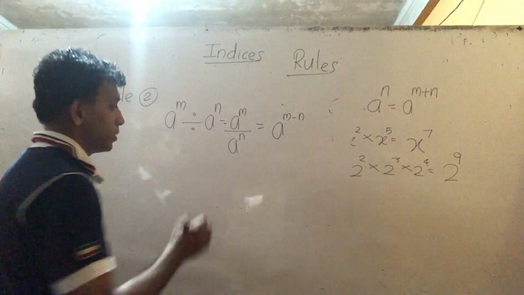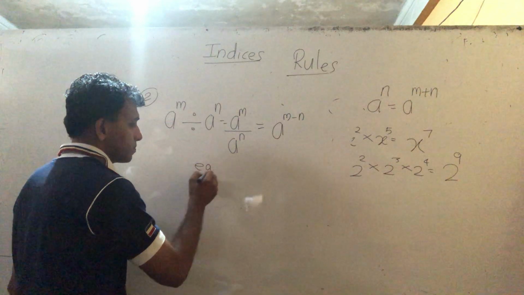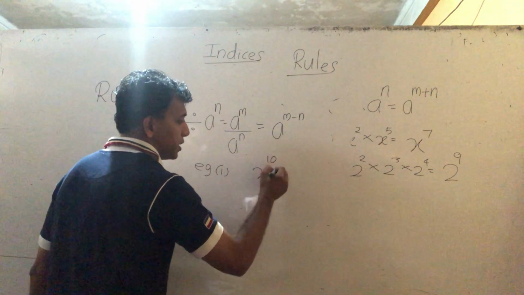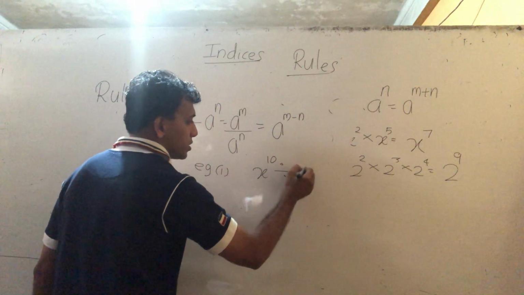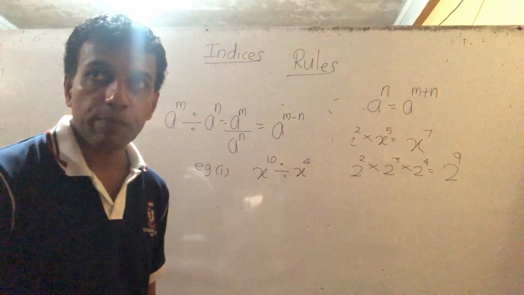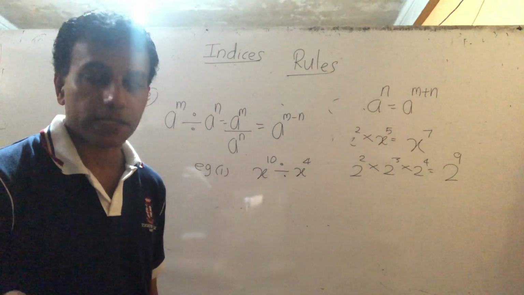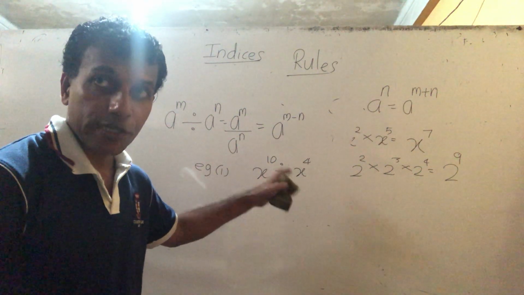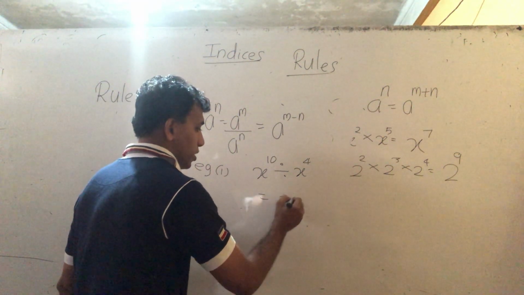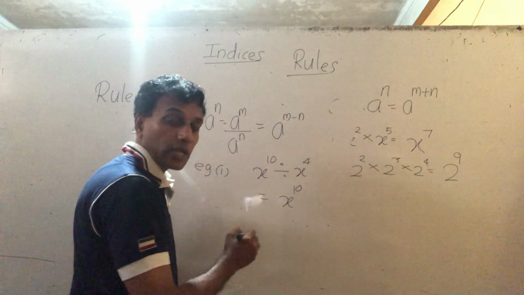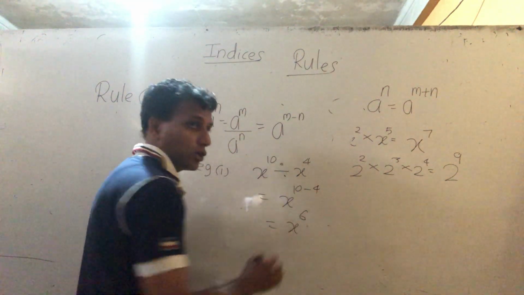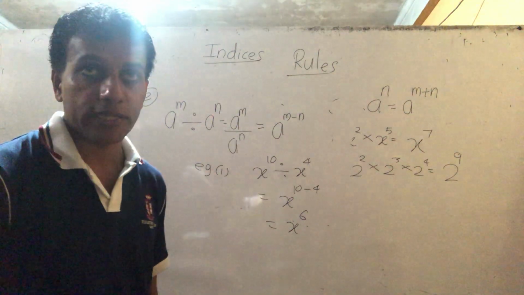Rule number 2 of indices, bases are equal, when dividing, subtract the powers. I'll show a few examples. Example 1, x to the power 10 divided by x to the power 4. So what is the answer? Bases are same, dividing, subtract the powers. x to the power 10 minus 4, that is what? 6. x to the power 6, right?